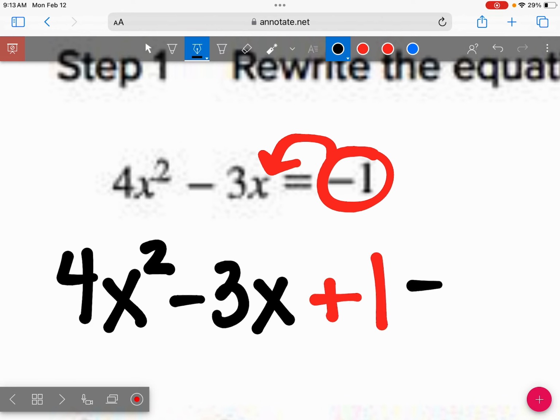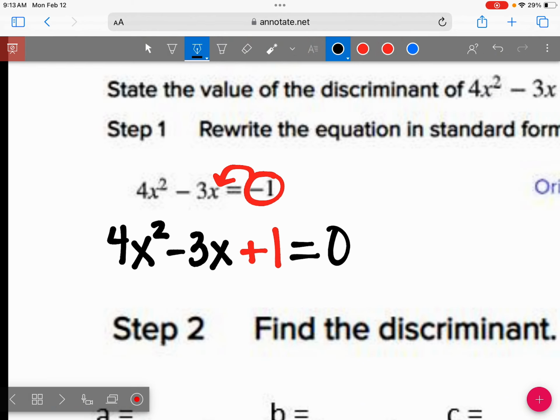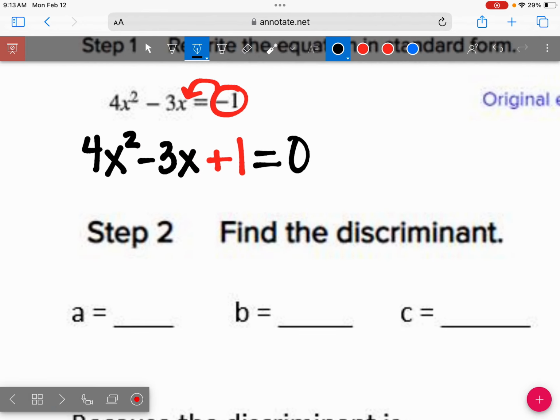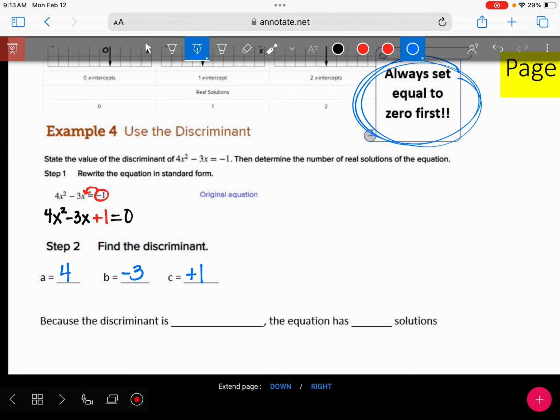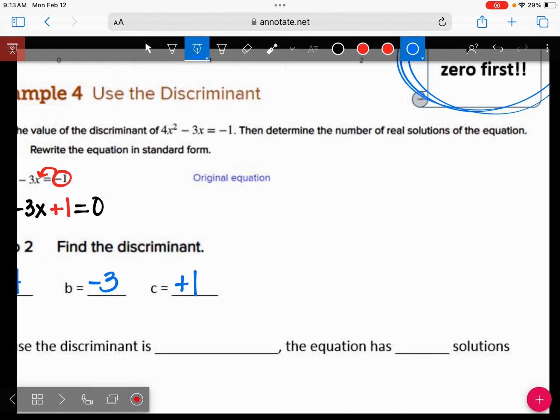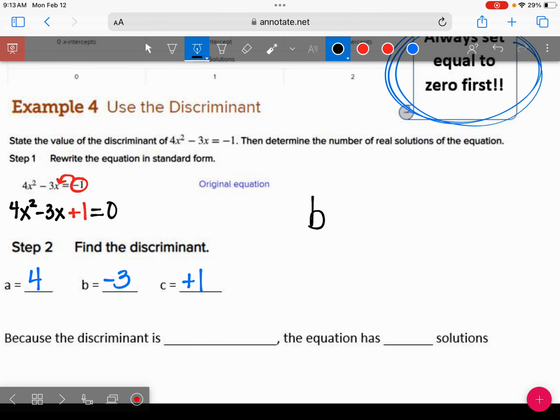That's really important. Before you do the quadratic formula, before you find the discriminant, before you factor to solve, it has to equal 0. All right, so now let's go ahead and find our discriminant. What is the A value? What is A? 4. What's B? And what's C? Positive 1. So in order to find the discriminant, the formula says b squared minus 4ac.